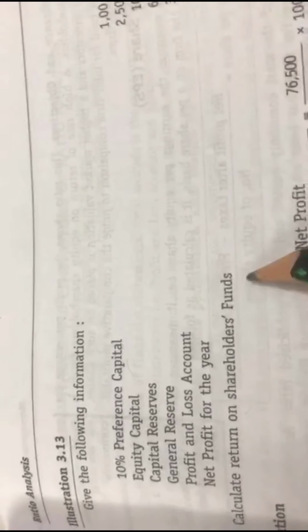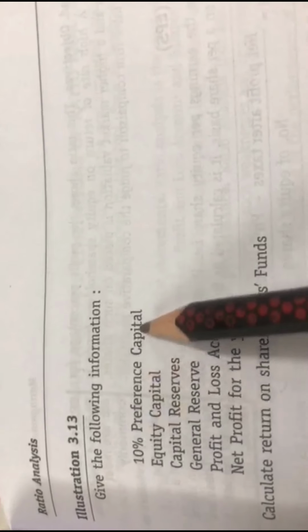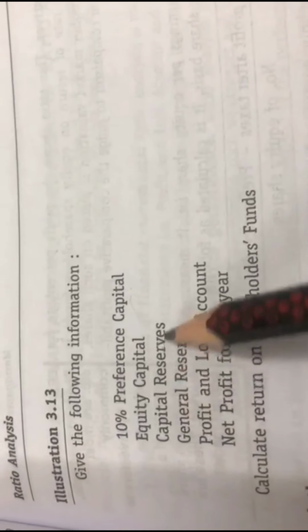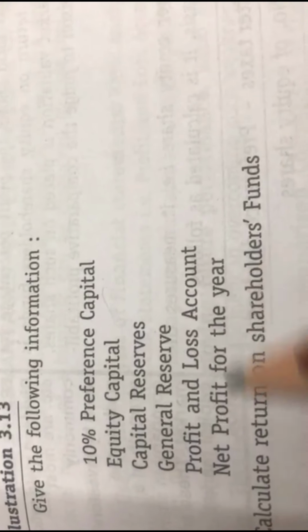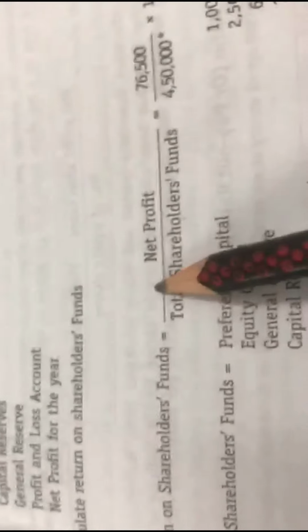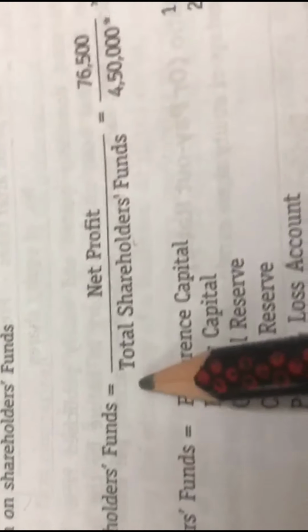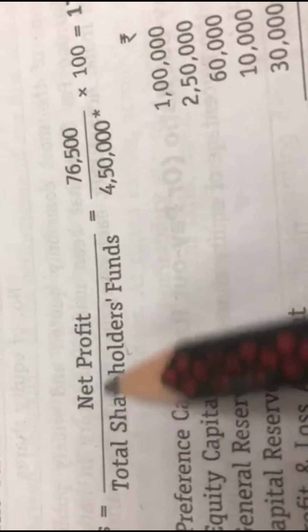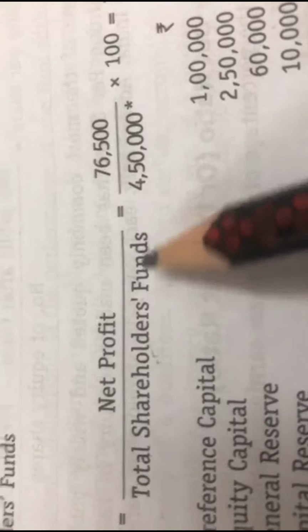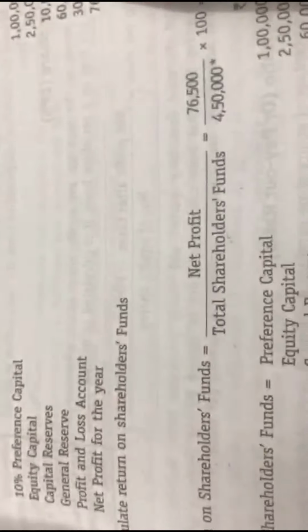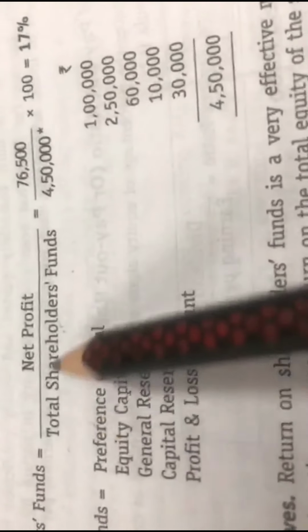So in this problem they have asked you to calculate return on shareholders funds. So they have given you preference share capital, equity capital, capital reserve, general reserve, profit and loss account, and net profit. So what is the formula for return on shareholders funds? Return on shareholders funds is equals to net profit divided by total shareholders funds. So how much is net profit given in the problem? So 76,500. So how to calculate shareholders funds?